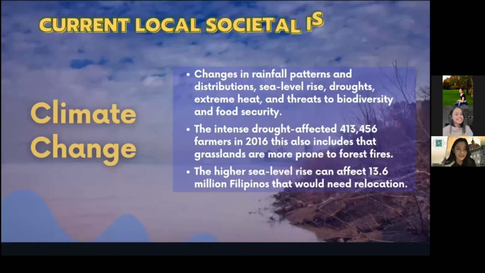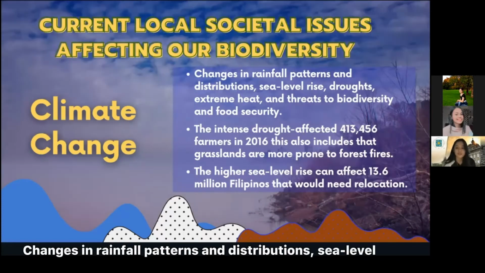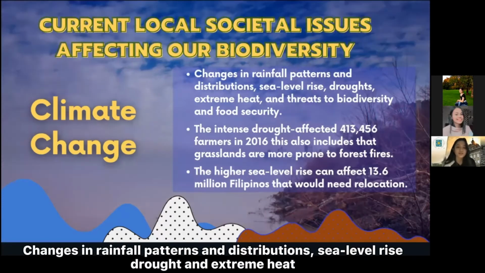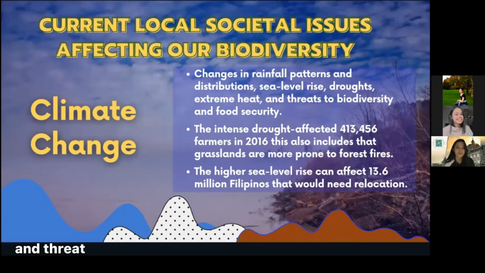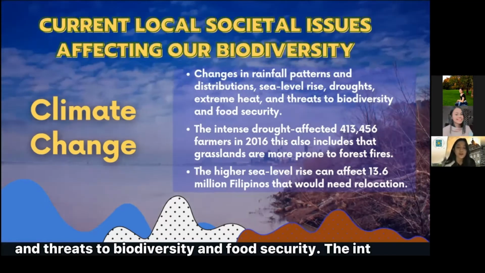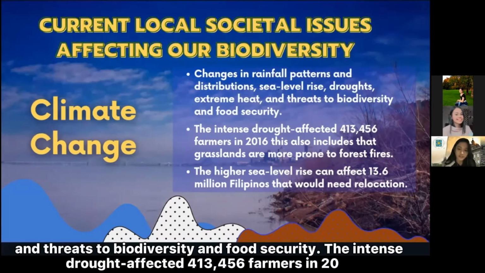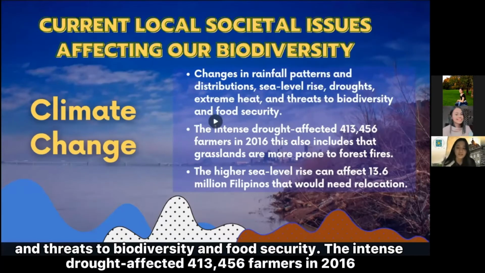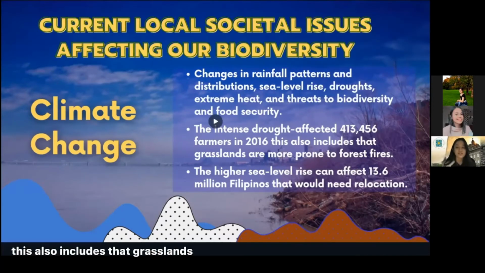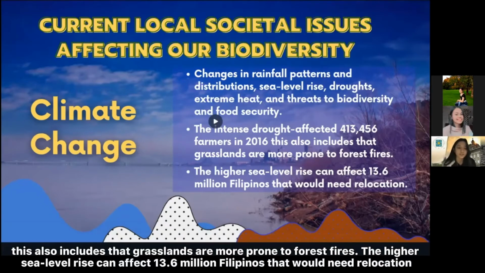The climate change. Changes in rainfall patterns and distributions, sea level rise, droughts, extreme heat, and threats to biodiversity and food security. The intense drought affected 413 farmers in 2016. This also includes grasslands that are more prone to forest fires. The higher sea level rise can affect 13.6 million Filipinos that would need relocation.